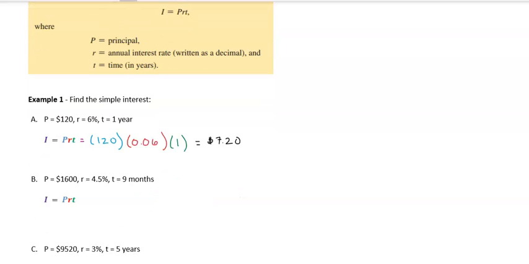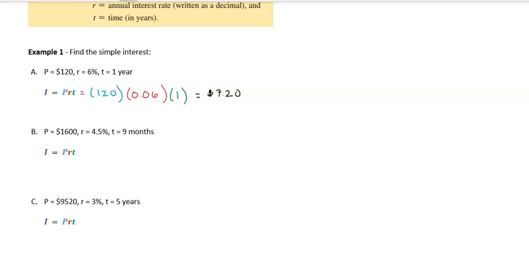All right, so the next one is not a whole year. So what we want to do with the 9 months is turn it into a fraction of a year. There are 9 months in this particular situation, and that is out of 12 because we want to make it with respect to a year. So 9 out of 12, if you want to reduce this, which you don't have to, because when you put it in your calculator, it'll reduce it for you. So we get 3/4, or you can leave it as 9/12.